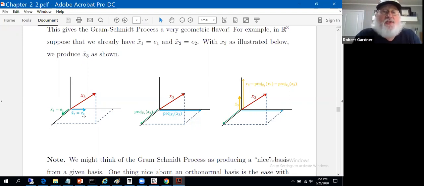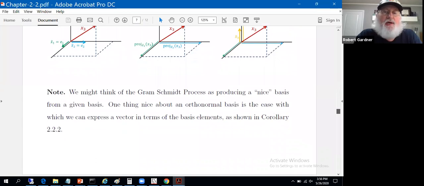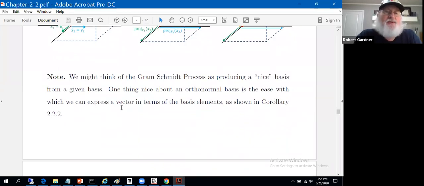So this is easier to visualize, and the reason I chose to make the first 2, x1 tilde and x2 tilde, the e sub 1 and e sub 2 is to make the picture easier for finding the x sub 3 tilde. All right, so think projections and directions, and you're good to go. That's why, geometrically, the Gram-Schmidt process works the way it does to produce a nice basis from any given basis. Hey, why do you like orthonormal bases again?